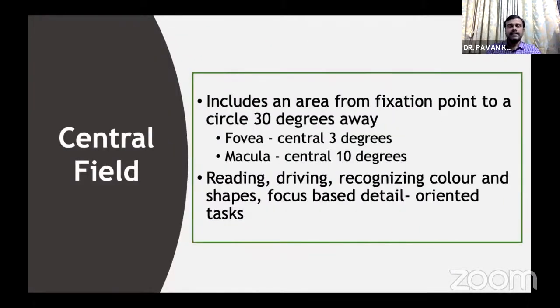Central field includes an area from the fixation point to a circle 30 degrees away, in which the fovea occupies the central 3 degrees and the macula occupies the central 10 degrees. Our most common activities such as reading, driving, recognizing color and shapes, and focus-based detail-oriented tasks are performed with the help of the central field. This is the field which is actively used.